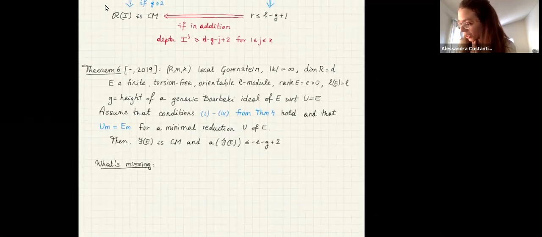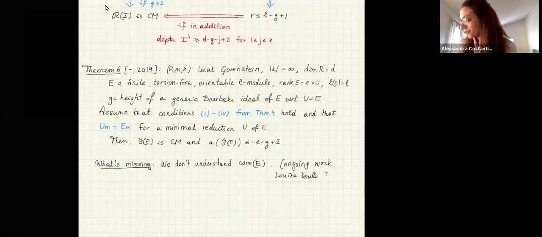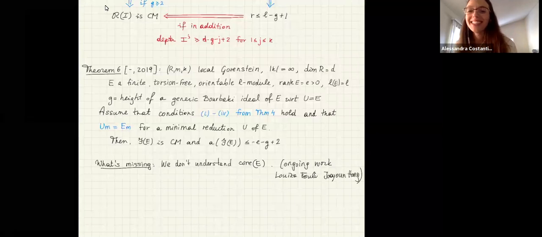And so what's missing here is that we don't understand the core of a module. And this is ongoing work with Luisa Foley and Zhu Yun Hong. We just started, so I'm not going to say anything about it. But I think that's where I'm going to stop.